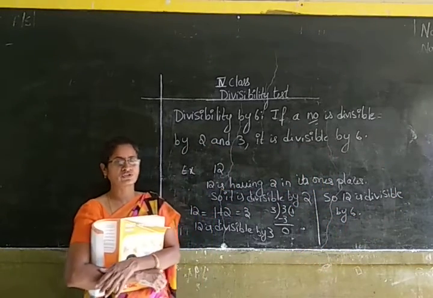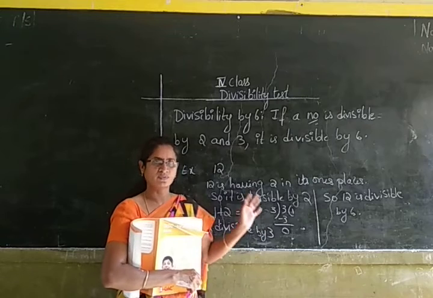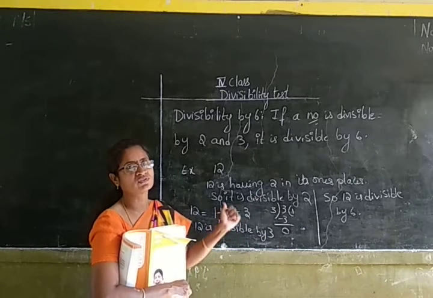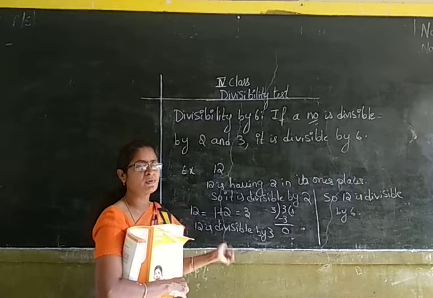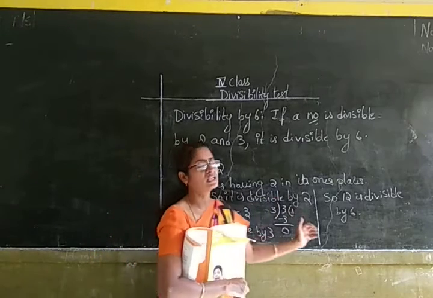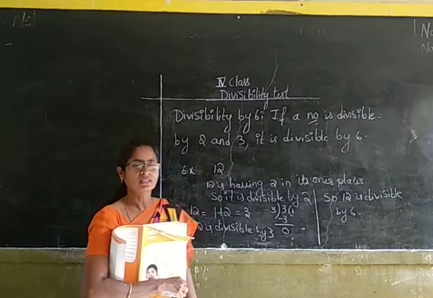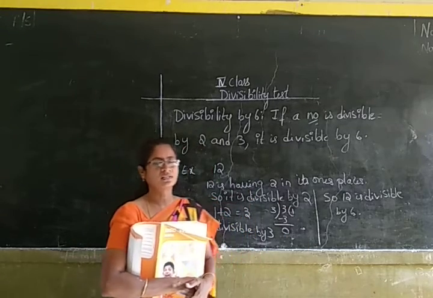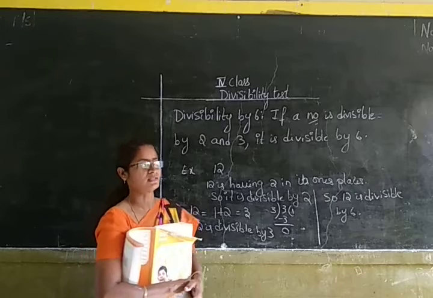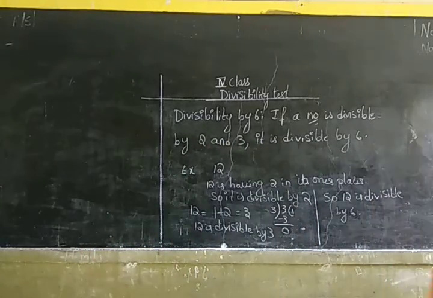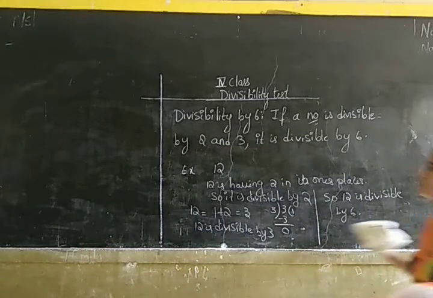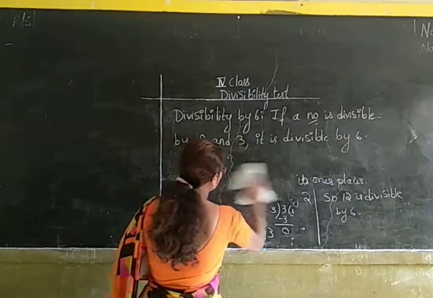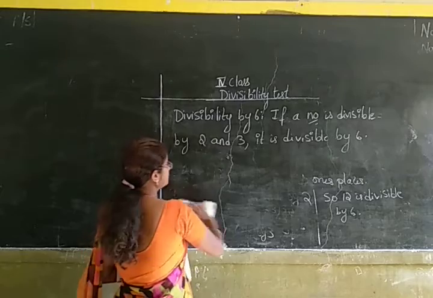First, what you have to do? First, you have to check whether the given number is divisible by 2. If the number is divisible by 2, then you have to check whether the number is divisible by 3. If the number is divisible by both 2 and 3, you can say that the number is divisible by 6. Okay, children? This is the divisibility rule for 6.